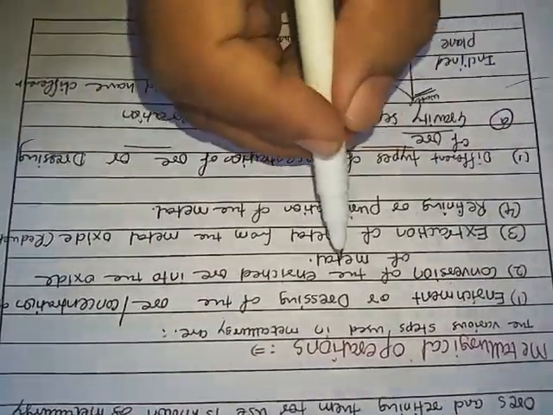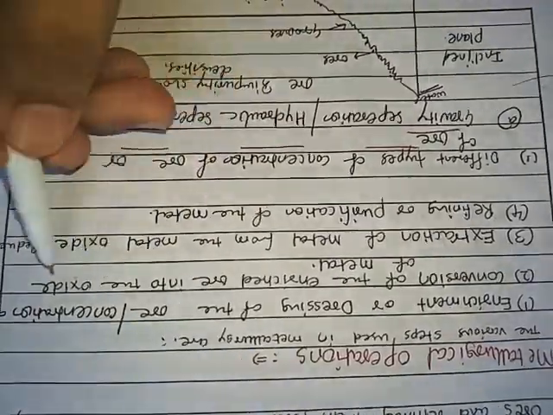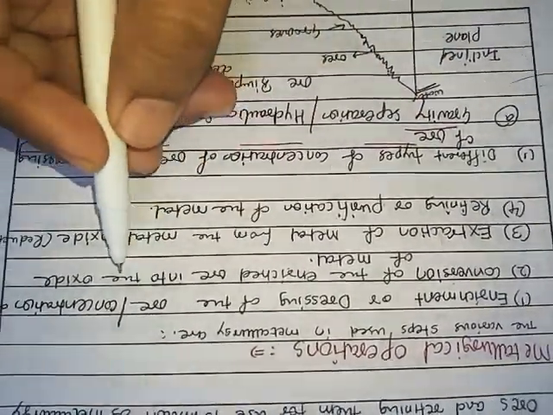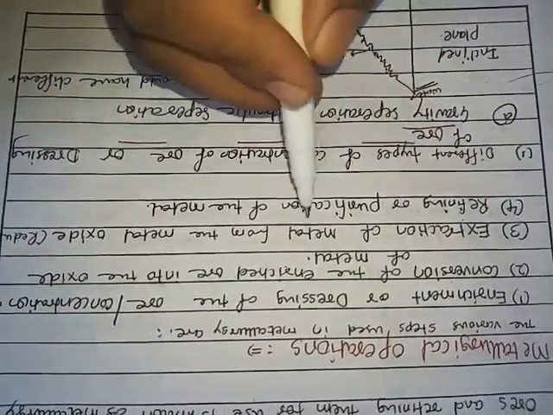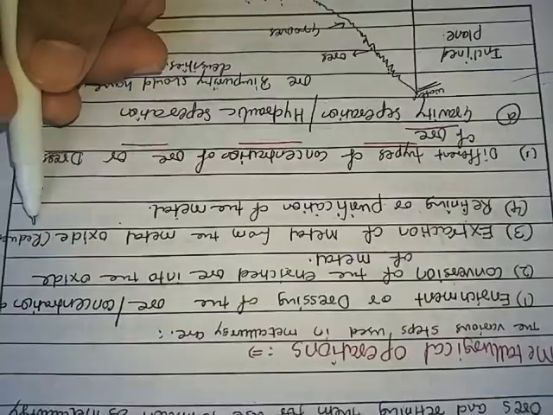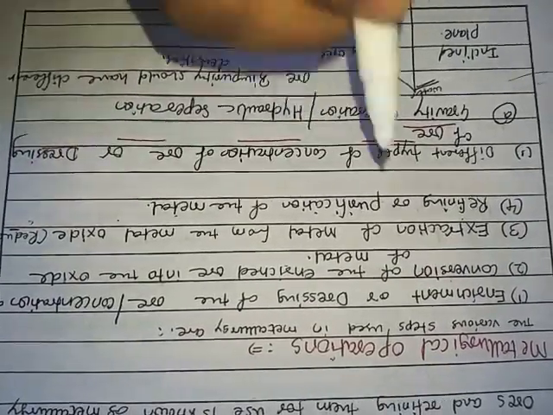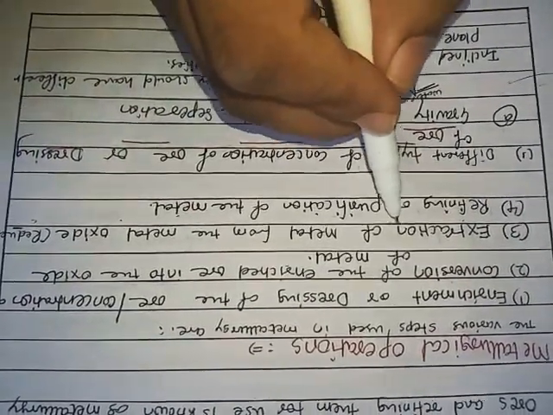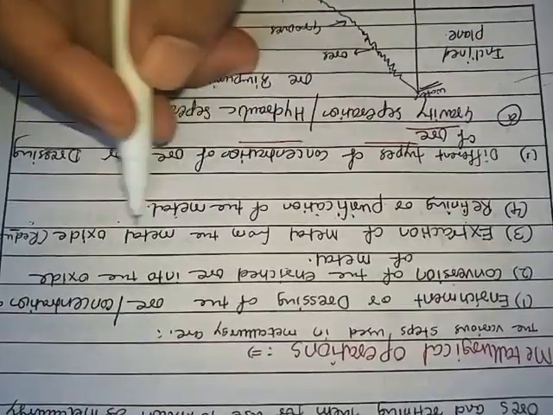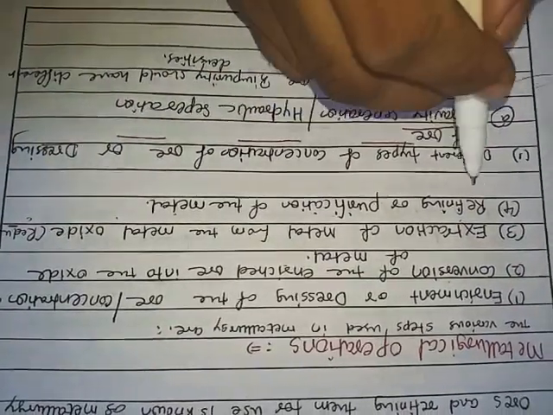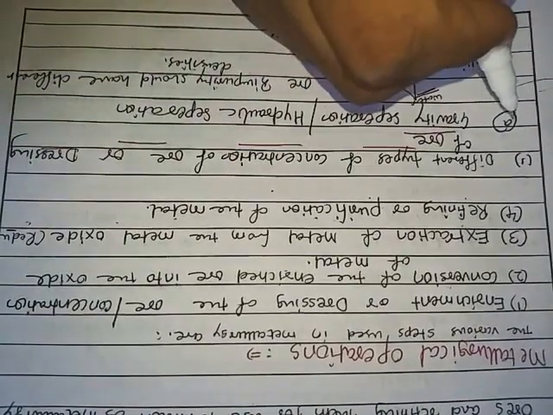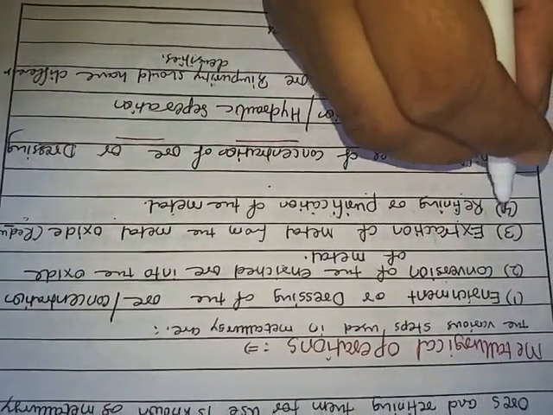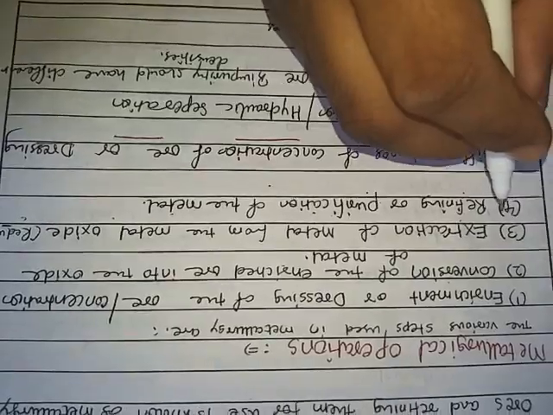Second, conversion of the enriched ore into the oxide of the metal. Whatever ore we get, we have to convert into the oxide of that particular metal. Third, extraction of metal from the metal oxide, meaning we have to do reduction. And the fourth one is refining or purification of the metal. Whatever methods there are, we will discuss in the next lecture. Thank you.